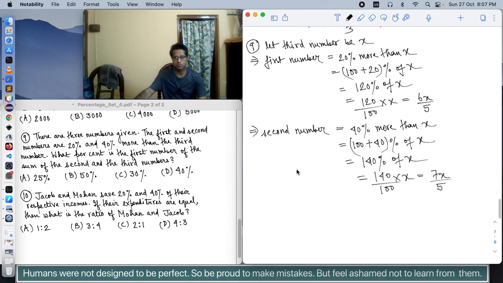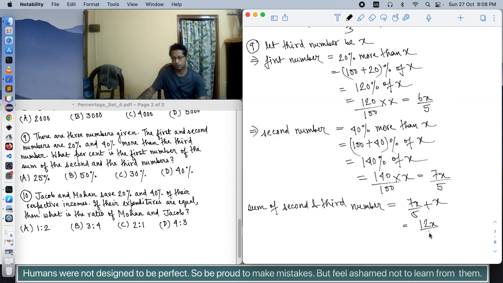So the sum of the second and third number is equal to, the second number was 7x by 5 and the third number we have assumed to be x. So this is 7x by 5 plus x, which is 12x by 5.